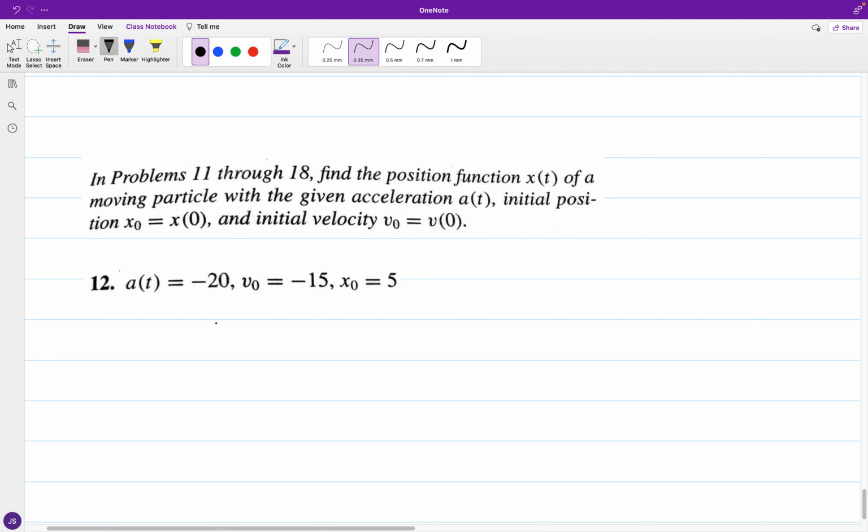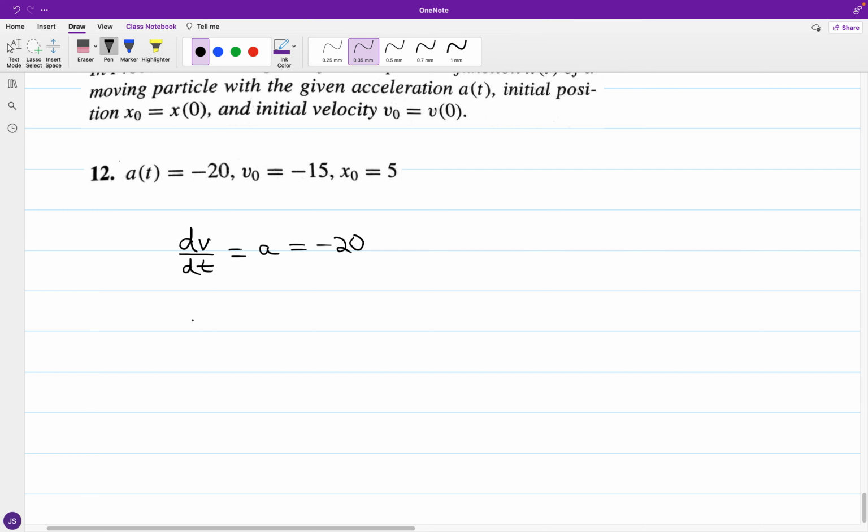Okay, so if we're looking for x of t, first of all, corresponding the acceleration with velocity. Again, by definition, we have the change in velocity with respect to the change in time is equal to acceleration. And for what we have here, the acceleration is negative 20. So you have dv over dt is equal to negative 20. Looking at separating the variables, or in this case, separating the differentials, we have that dv is equal to negative 20 dt.